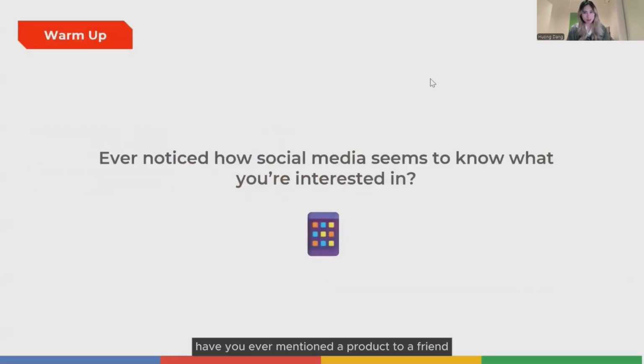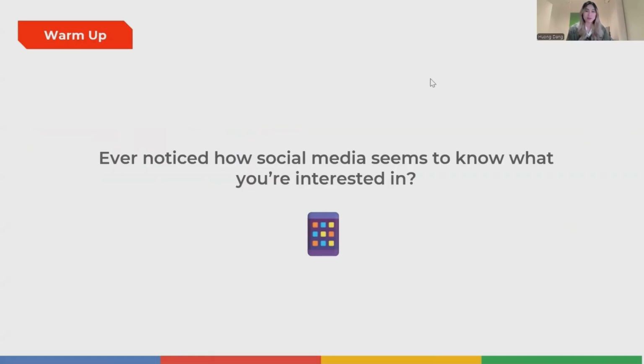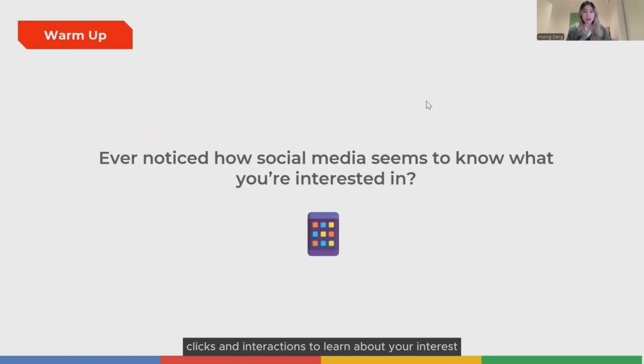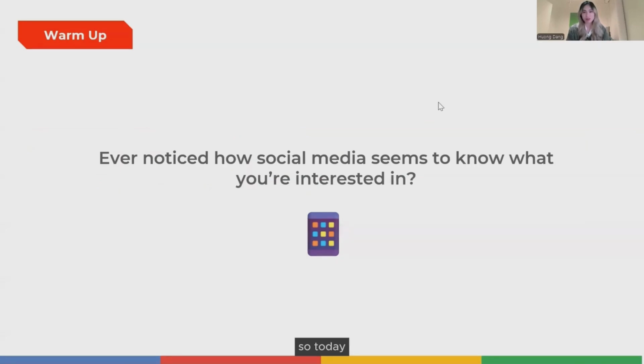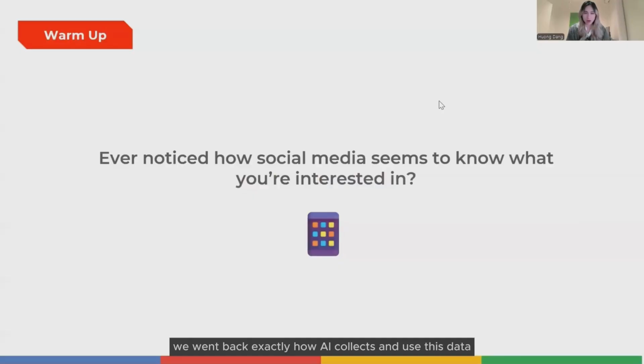Have you ever mentioned a product to a friend and then suddenly seen an advertisement for it online? It might feel like your device is eavesdropping on your conversations, but it's really the result of very sophisticated data collection and analysis. AI analyzes your online behaviors, it tracks your searches, clicks, and interactions to learn about your interests. So today, we'll unpack exactly how AI collects and uses this data.